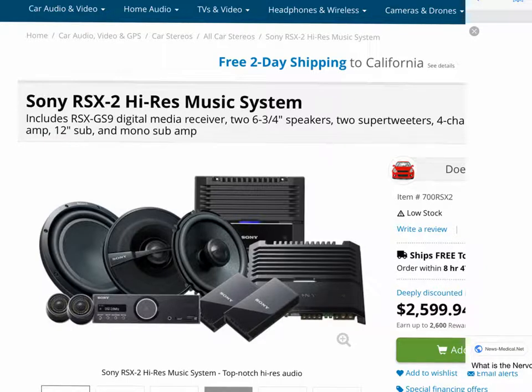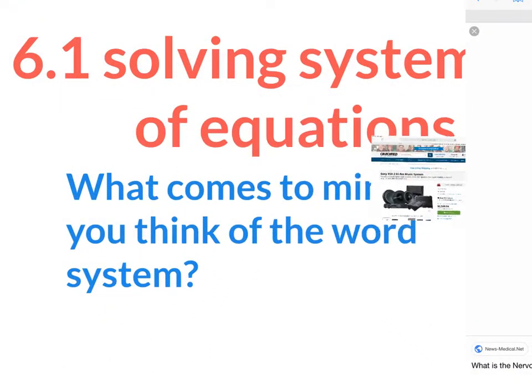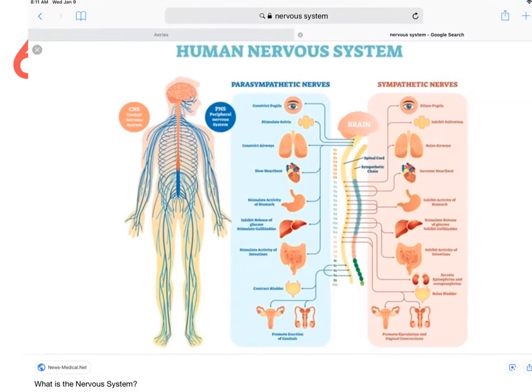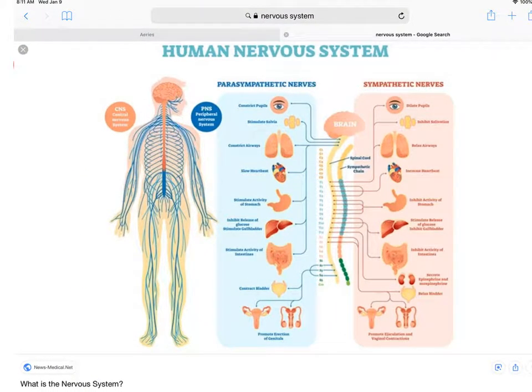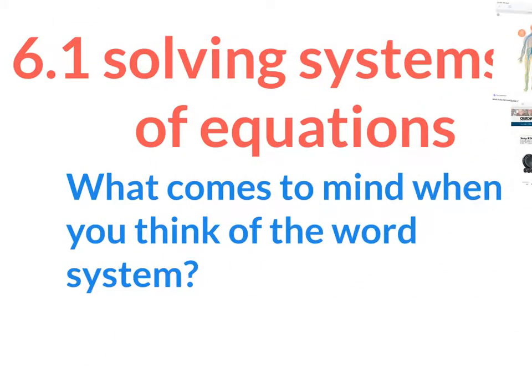A PlayStation, you need the console, you need the controllers, you need the TV. There's many things working together. The nervous system, obviously it's many things in your body working together that produce the nervous system. So the word system implies that it has many things working together. So let's now apply that to system of equations. What is a system of equations? It's simply 2 or more equations working together.